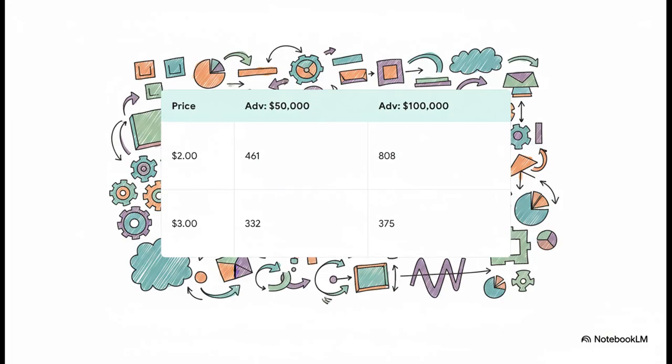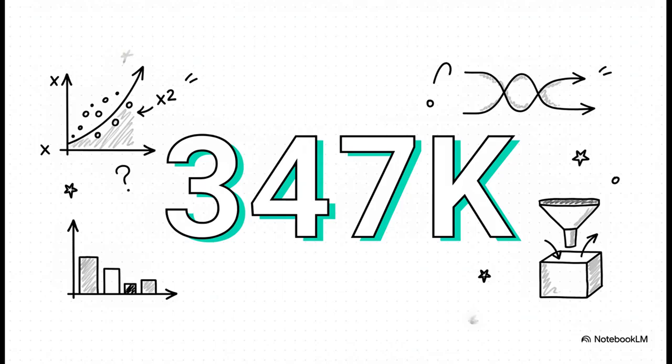Let's make this super clear with an example from a shampoo company. They're trying to figure out how pricing and advertising affect their sales. So they ran a few tests, and here's what they found. Now pay close attention to this. When the shampoo is priced at $2 and they double their ad spend, boom, sales jump by 347,000 units. That's a huge return on their investment.